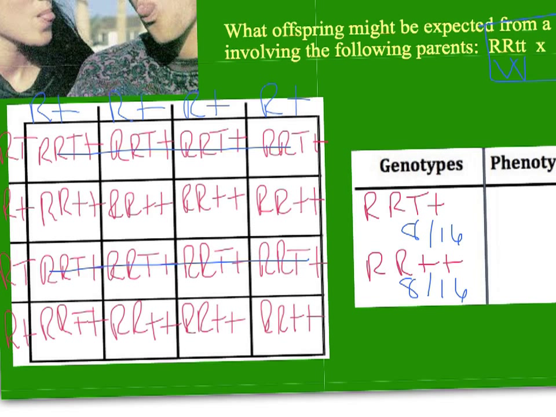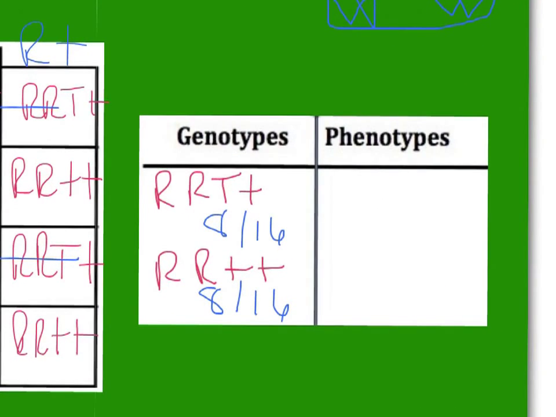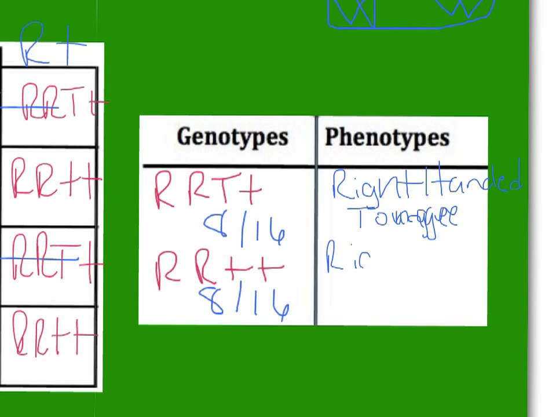So my phenotypes for those would be that, let's see, R was for right-handed. It's hard for me to write on this iPad, I'm so sorry. But right-handed, and the T would be tongue roller. So we've got right-handed tongue rollers. And there would be, oh, I can't spell either. Right-handed tongue rollers, we'd have 8 out of 16. And we would also have 8 out of 16 right-handed non-tongue rollers.